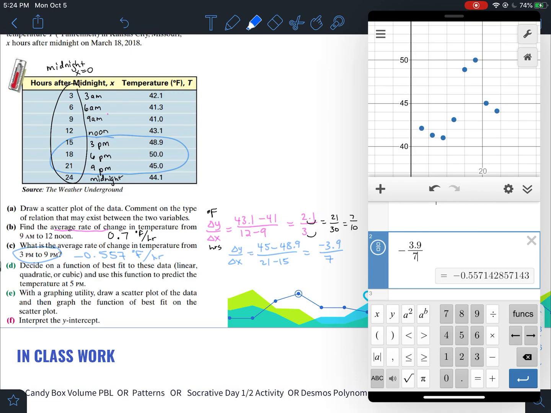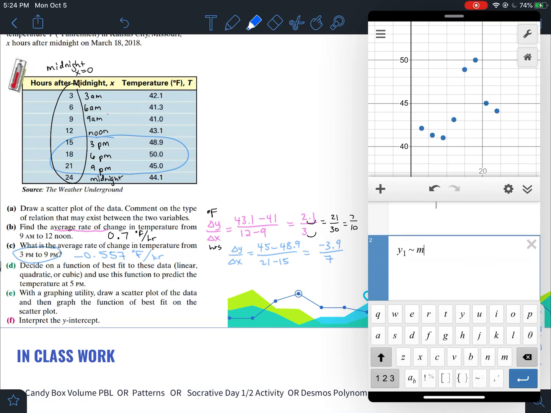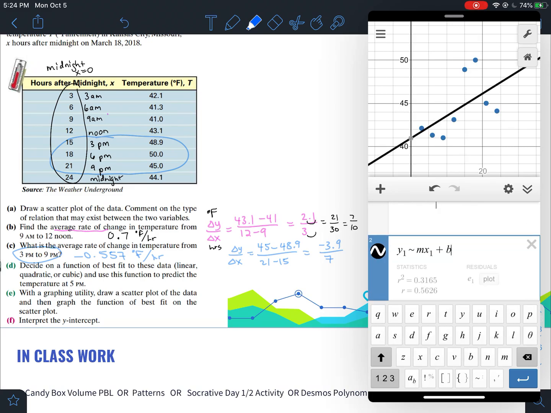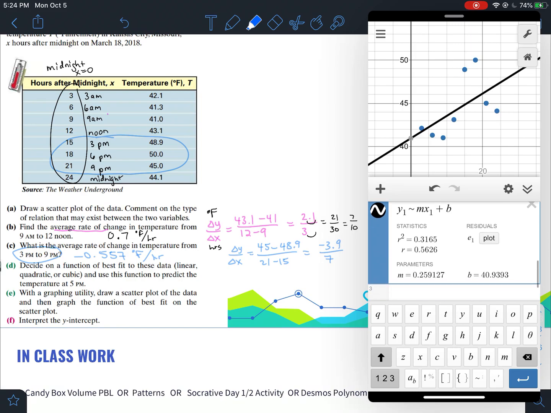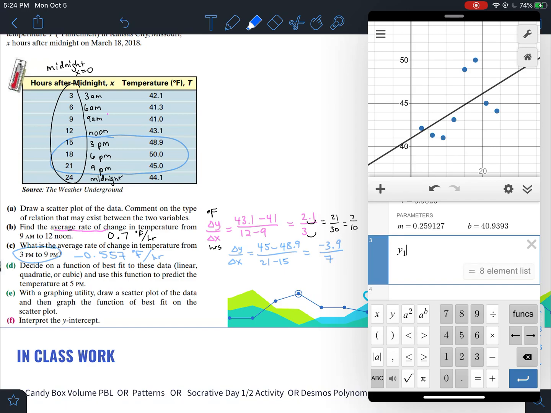Find a function of best fit: linear, quadratic, or cubic. Let's go ahead and do each of those and see which one matches. Let's start with linear: y1 is approximately m of x1 plus b. That doesn't look very good. It doesn't hit very many of the data points, and they're pretty far away. Notice the r is 0.56, so it's not the best. Linear probably is not the best.